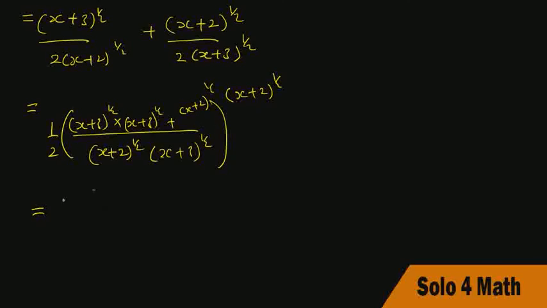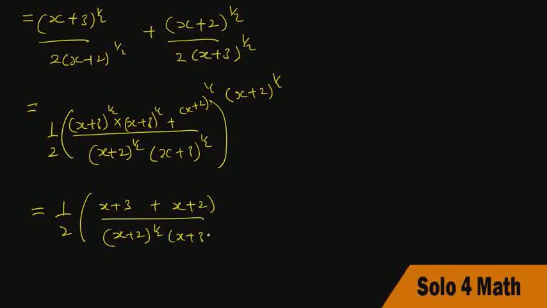This is the same as a half into, if you look, these are the same bases, meaning we can add up the powers, so we remain with (x plus 3). The same here, these bases are the same, we can add up the powers, half plus half, which is 1, we end up with (x plus 2), over (x plus 2) to power half into (x plus 3) to power half.